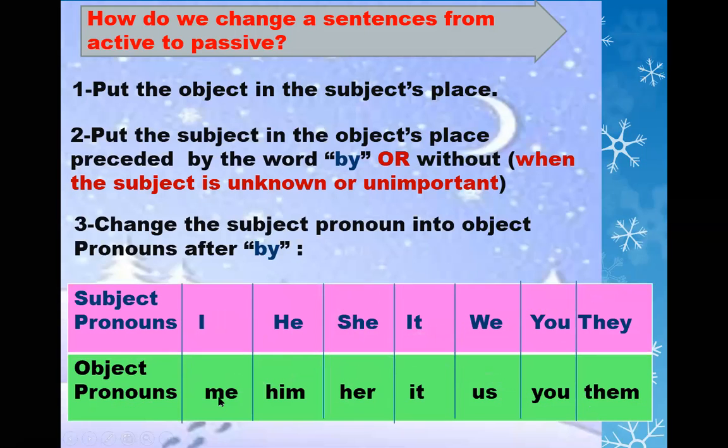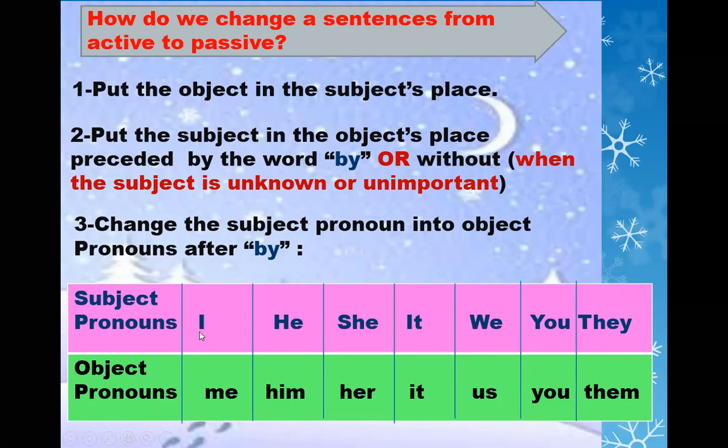I will be me. At the beginning of the sentence, we say I. If we put I at the end, it will be transformed to me. He will be him. She will be her. It will remain as it. We will be us. You will be you, the same. They will be them. What are these?